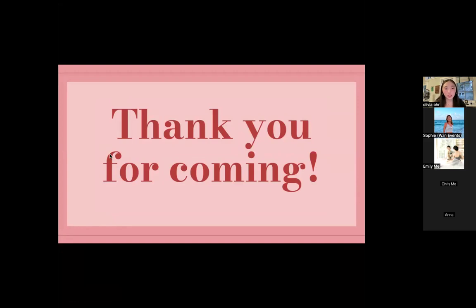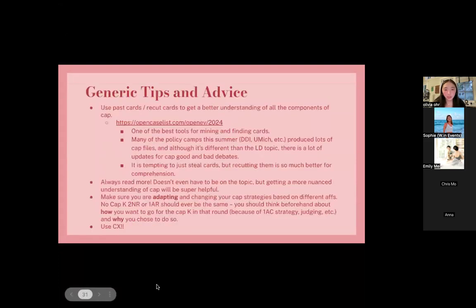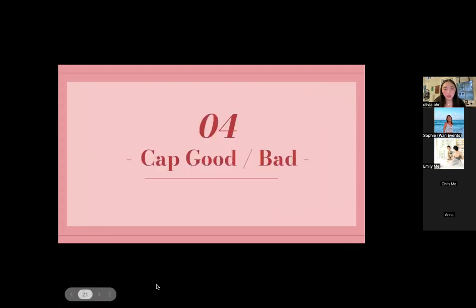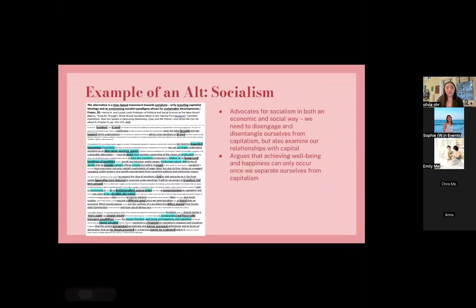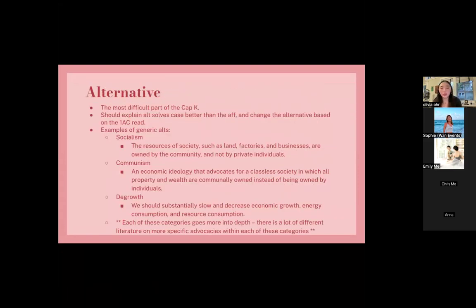Okay, so the question was, how do you know what alternatives to read? Let me go back to the alt slide. You should think about what type of alternative you want depending on what the impacts are and what the link arguments are. It depends on what you like explaining. I personally read either degrowth or democratic socialism because I feel comfortable explaining them. You should choose based on the AFF that was read.